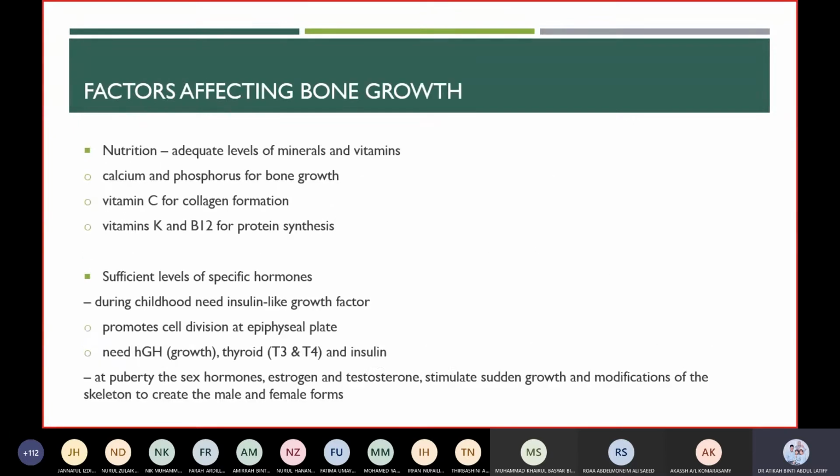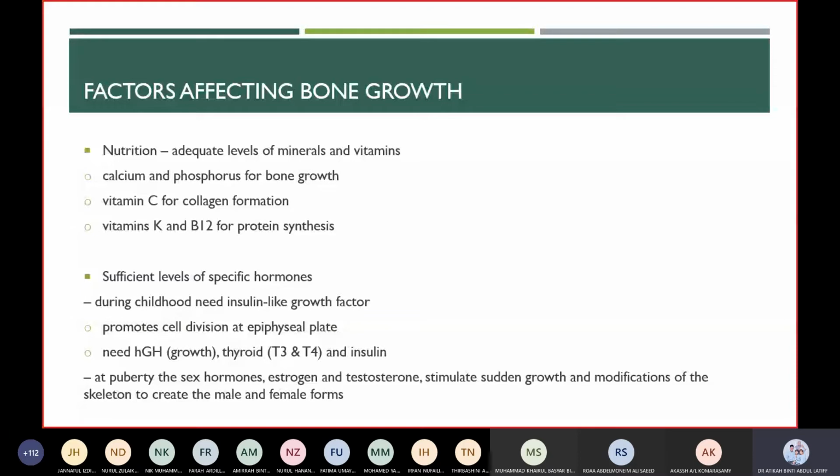Okay, so what are the factors that affect bone growth? First, of course, nutrition. So you need to be able to ingest or have adequate levels of minerals and vitamins. So calcium and phosphorus, vitamin C, vitamin K, and B12, of course, they all help in bone growth. The main part of the matrix of the bone is, of course, calcium. That's why you always hear from childhood that milk is good for you because of the calcium, right? Actually, it is good because it forms part of the matrix of the bone.